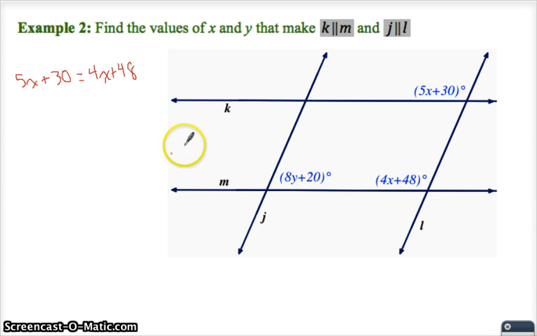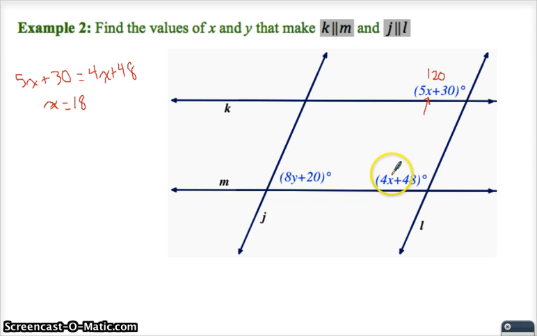So yeah, 5x plus 30 equals 4x plus 48. Those are the corresponding angles. Corresponding angles are equal. And then do some algebra, and we see that x is 18. So if x is actually 18, I know that this angle is, I just put 18 in there for x, I find out that's 90 plus 30, which would be 120.